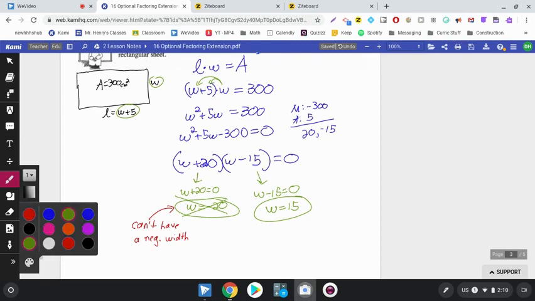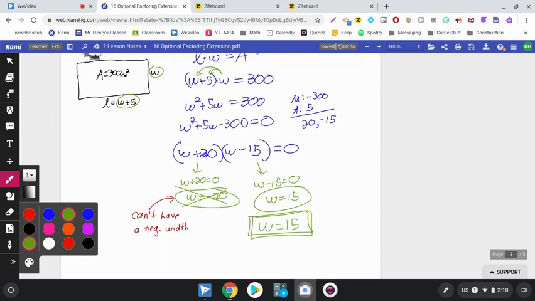So there is my solution. Width is equal to 15, just the one in this case. In terms of solving the quadratic, you have two solutions, but in terms of the context, you only have one. Great. Well, there's my width. The length, I know, is 5 more than that. Length equals W plus 5. Well, that would be 20. I can do that in my head. I would probably show some work, but I'll do it in my head.